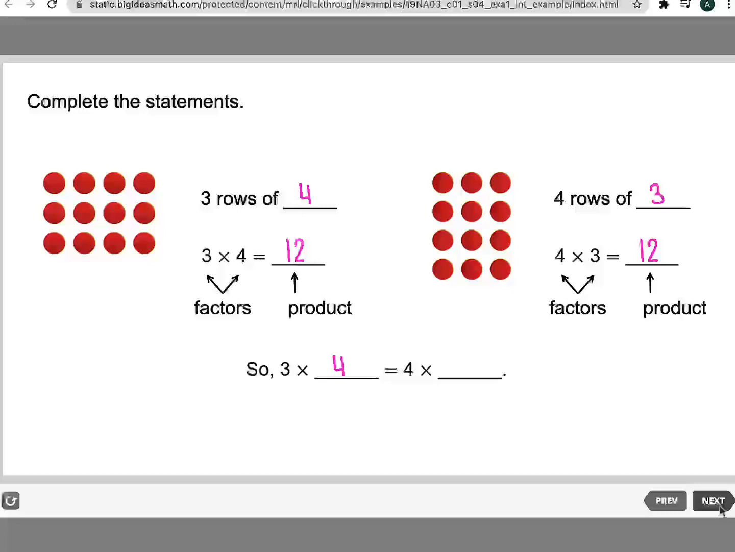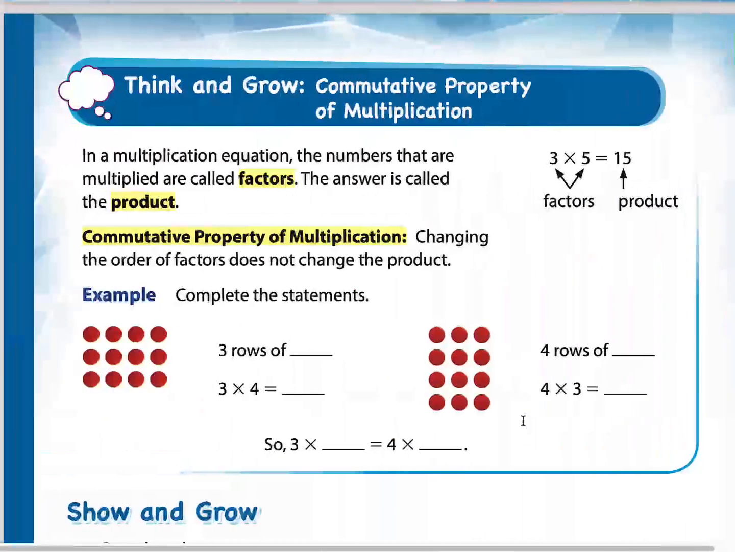Excellent. So 4 times 3. Okay, now let's go back to the book to write the answer. Let's write it. And here we have 3 rows of 4. So 3 times 4 equals, count the counters, it's 12. The other array, 4 rows of, so 4 times 3 equals, yes, 12.